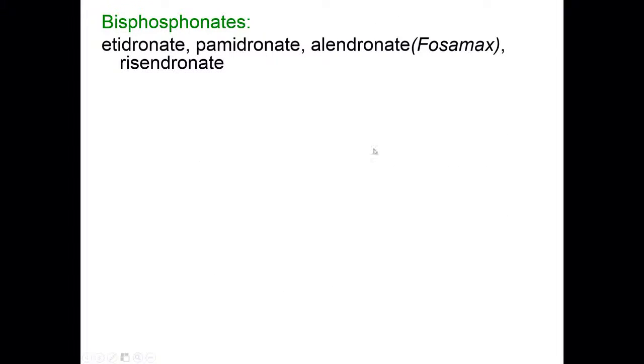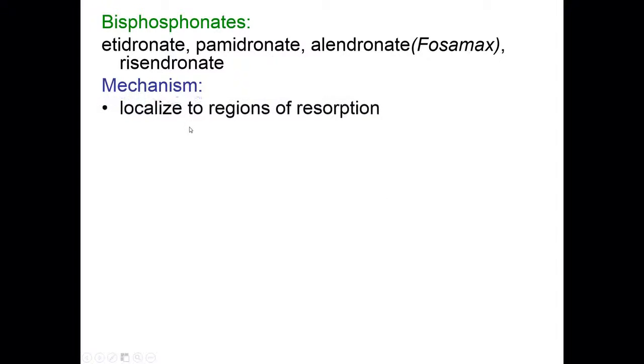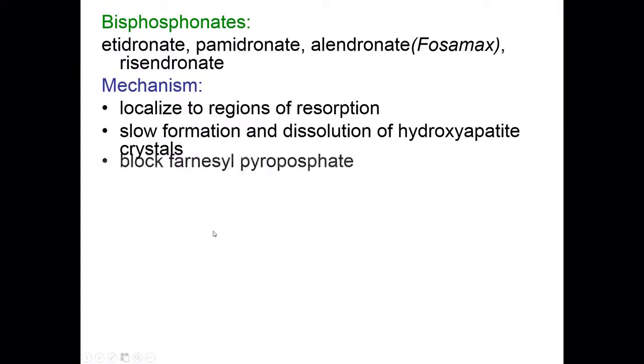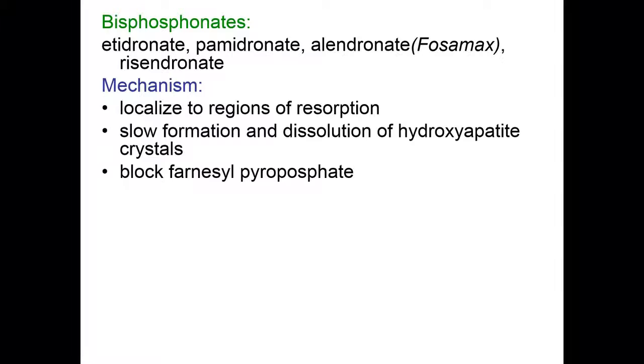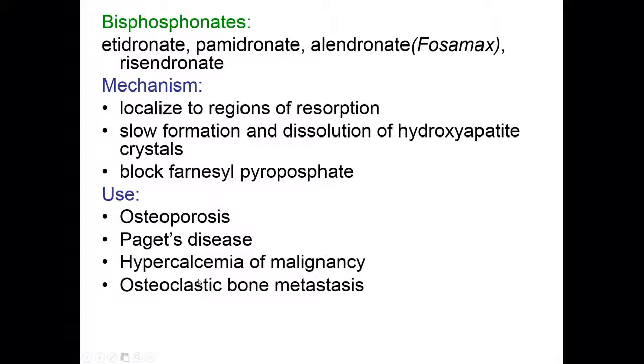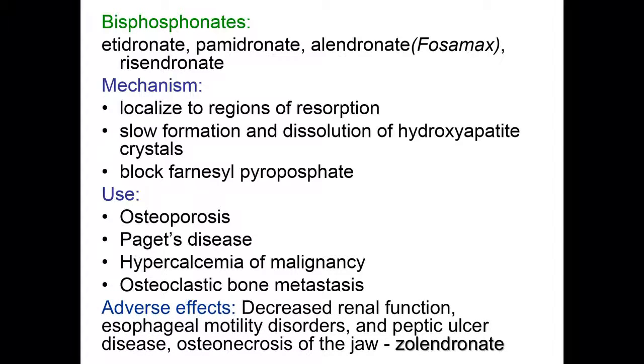Next, coming to bisphosphonates. These are the bisphosphonates: etidronate, pamidronate, alendronate, risedronate. And the mechanism: first, it localizes to the regions of bone resorption. It binds there and slows the dissolution of hydroxyapatite crystals, and also blocks farnesyl pyrophosphate. So it is used in osteoporosis, Paget's disease, and also hypercalcemia of malignancy, because, as you know, bisphosphonates reduce calcium levels by reducing bone resorption, and also used in osteoclastic bone metastasis.